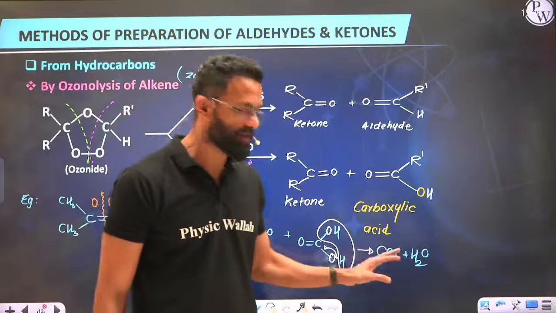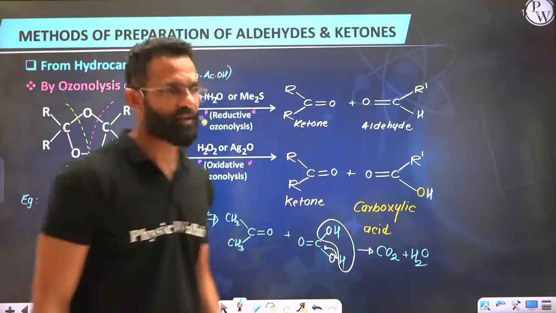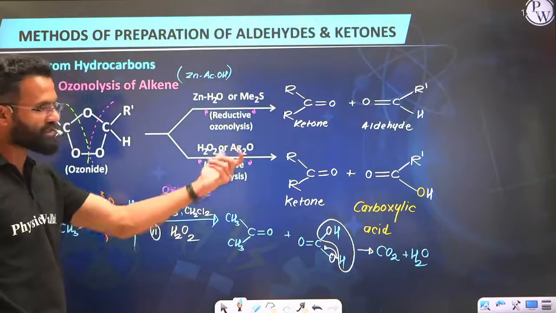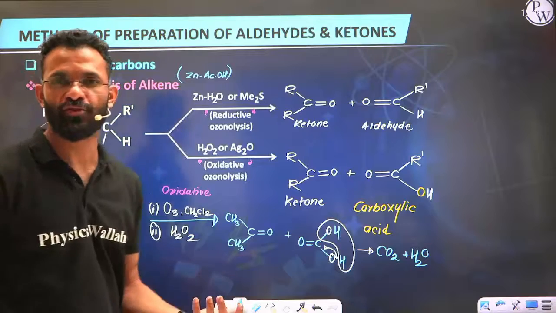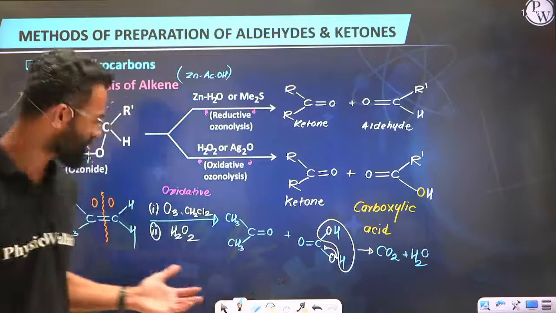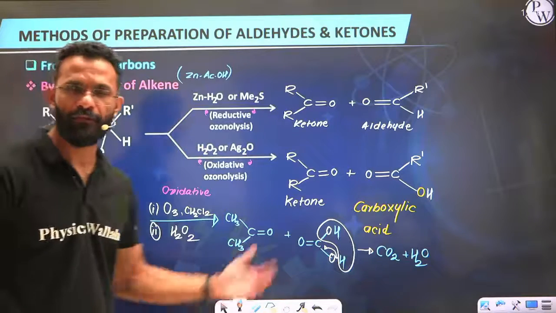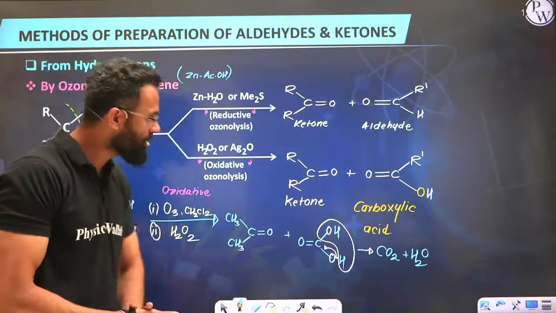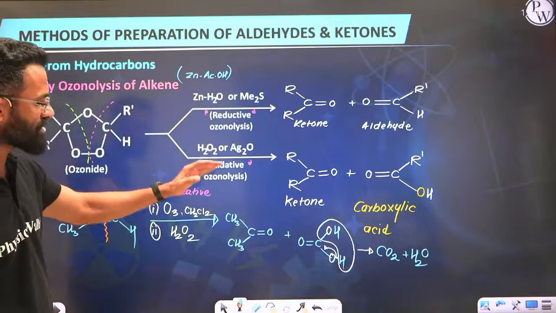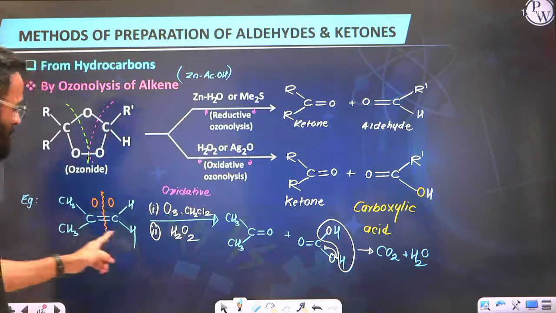Formic acid, we'll be getting CO2 and H2O. And let me tell you, these oxidative conditions, just like H2O2 or Ag2O, are also shown by hot alkaline KMnO4 or acidified dichromate when you treat them with the alkene. Well, we are not discussing those reactions as of now. As of now, that is how ozonolysis of alkene is carried out under reductive or oxidative conditions, and this is the simple trick you can apply.